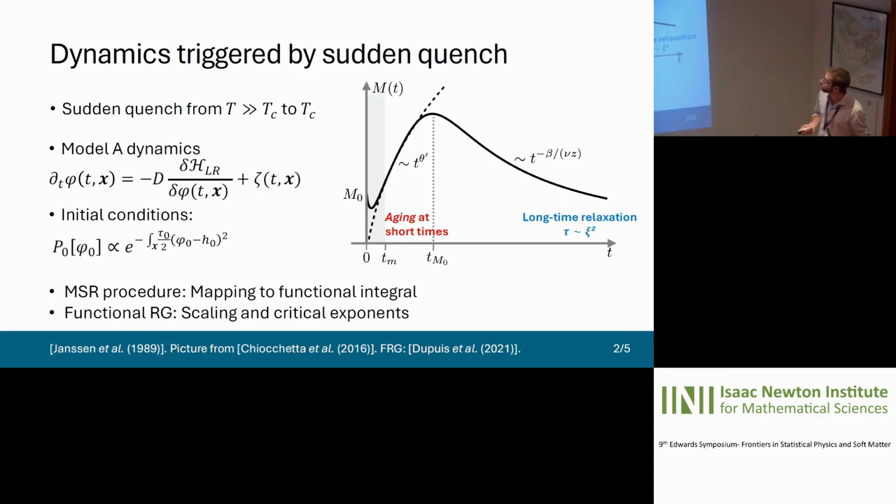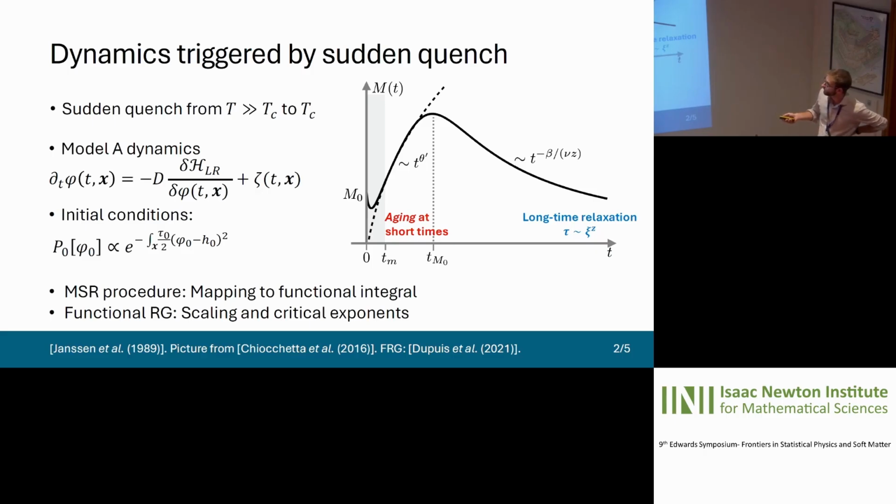What we want to study here is the dynamics triggered by a sudden quench. So basically we prepare our model at a high temperature, and then we change the temperature to the critical one. And we have two regimes in our dynamics. At short times we have this so-called aging regime, so we observe some scaling which is non-standard. And then we have a long-time relaxation, and we want basically to characterize, to obtain these exponents theta and exponent z, which is a bit more common. Probably you all know about z, but not about theta.